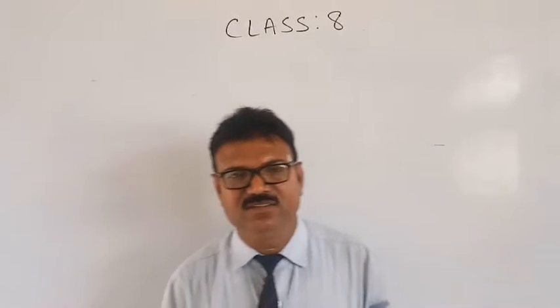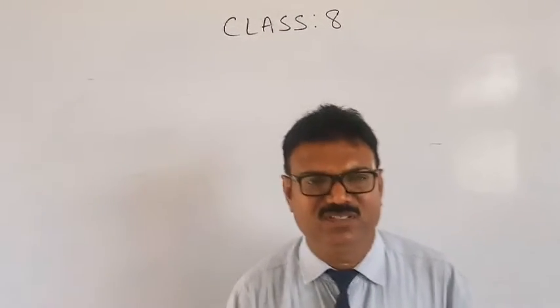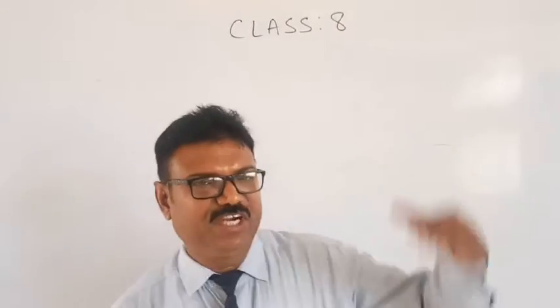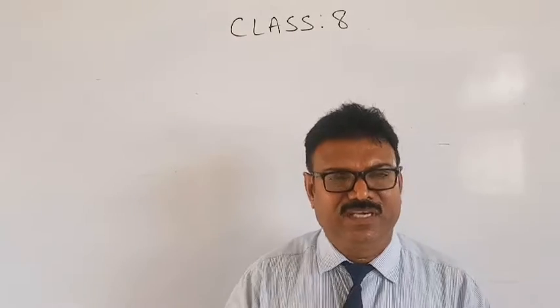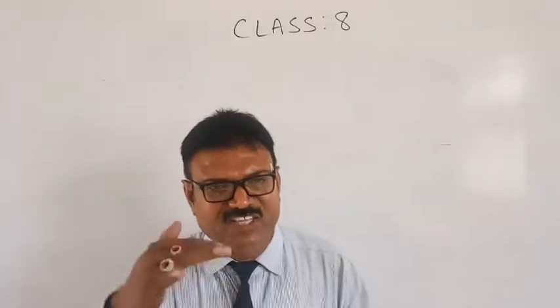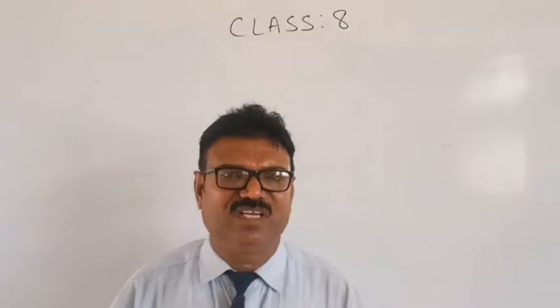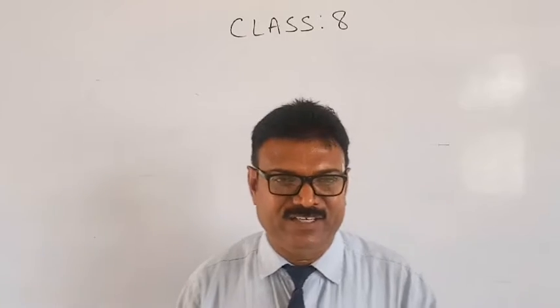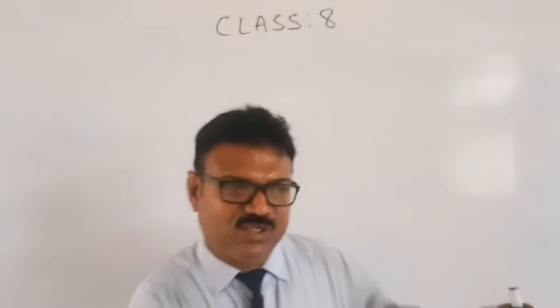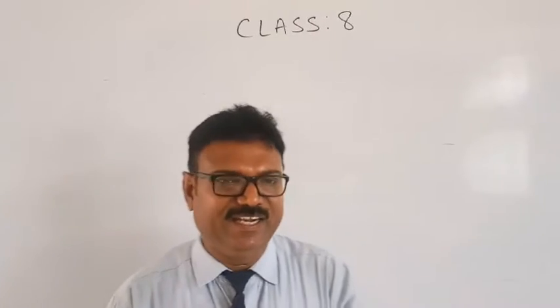Yesterday we have seen some of the problems based upon the properties of rational numbers like commutative property, distributive property, associative property, inverse property and inverse. We have seen two types of inverse. One is additive inverse and second one is multiplicative inverse. And identity elements. 0 is the additive identity element and 1 is the multiplicative identity element.